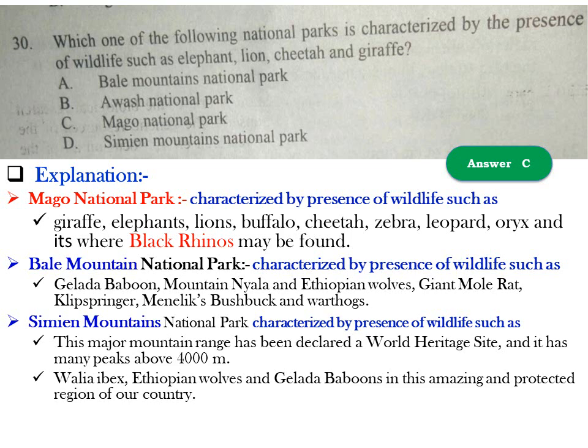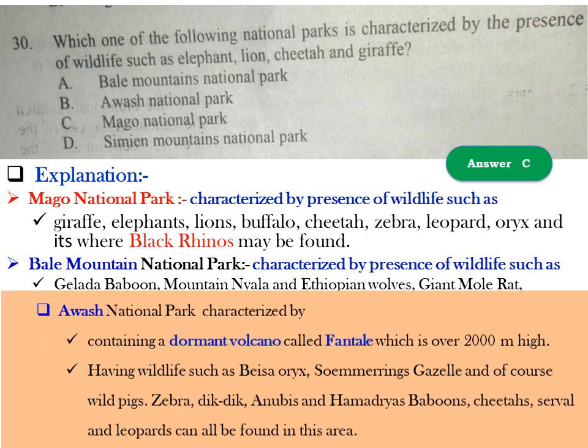Elephant, cheetah, giraffe and others are found in Mago National Park. Read also about Bale and Simien Mountain. What is Simien Mountain known for? It is declared a World Heritage site. It has many peaks above 4,000 meters.